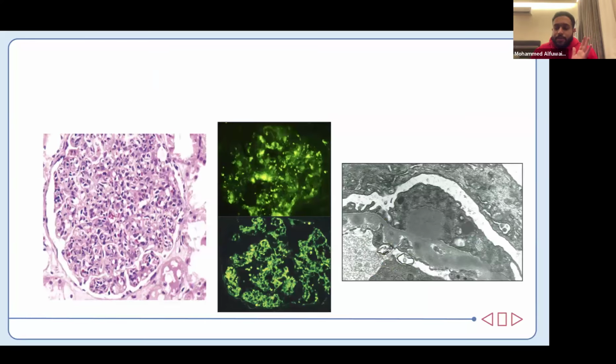Now we go into the disease. Now, you have this child telling you that 2 weeks ago, I had an upper respiratory tract infection, pharyngitis. Today, the patient woke up with red-colored urine. What is this disease?